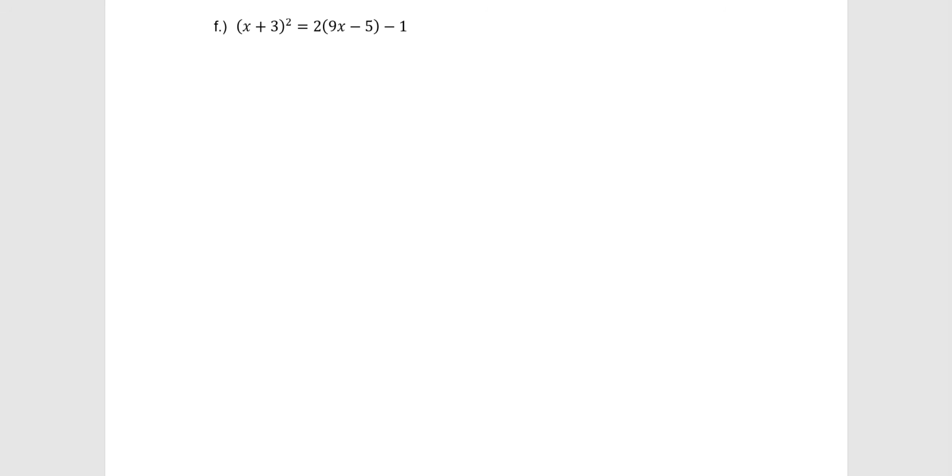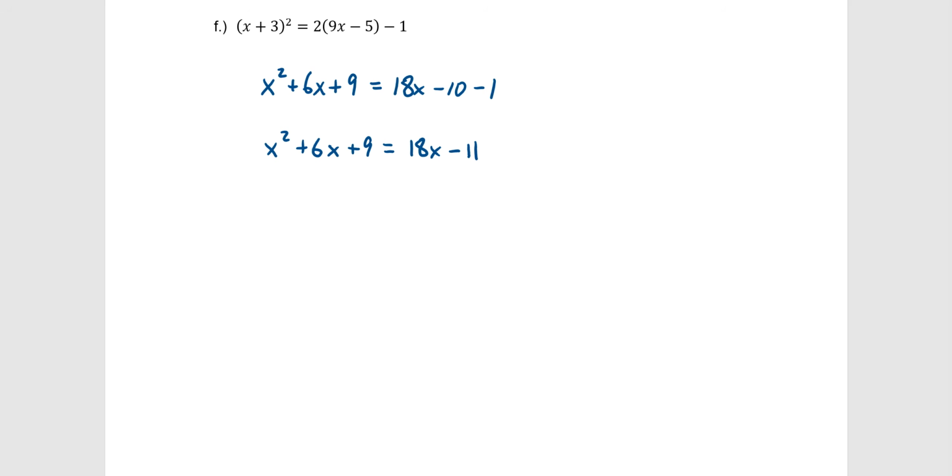So on the left-hand side, (x + 3)², if we FOILed that out, or hopefully we know the shortcut, we get x² + 6x + 9 on the left-hand side of the equation. On the right-hand side, let's distribute the 2. So we get 18x − 10 − 1. And on the right-hand side here, let's just rewrite the left-hand side. On the right side, let's combine like terms. We get −10 − 1, so −11.